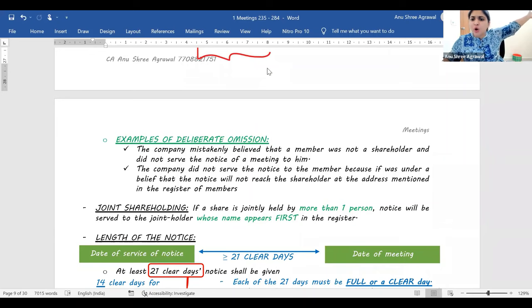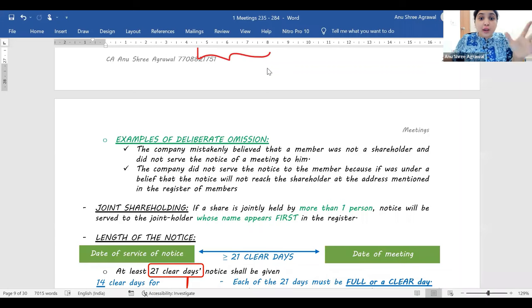Deliberate omission. Company, how can you not know who your shareholders are? Deliberate omission. Then number two, the company did not send me the notice because I am living in the Northeast. Even if the company sends me notice, there are chances that the notice will anyways get lost. It will not reach me. That is why the company did not send me the notice. Deliberate omission or accidental omission? Even this is deliberate omission.